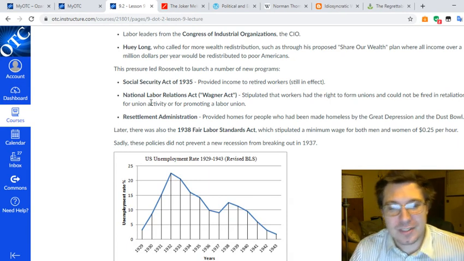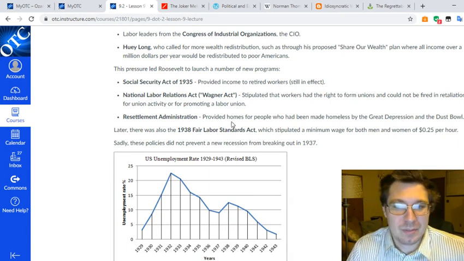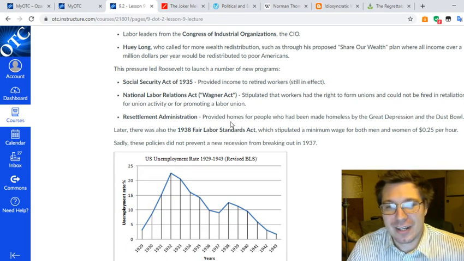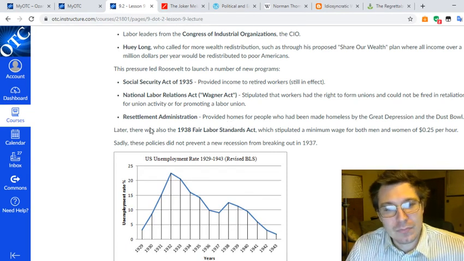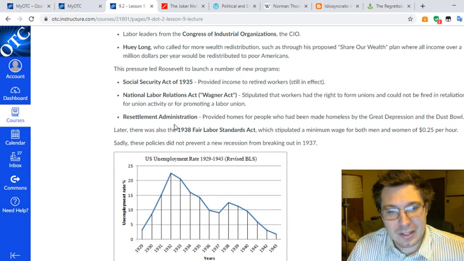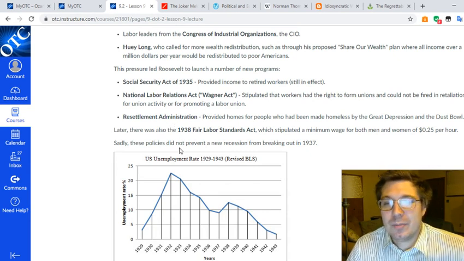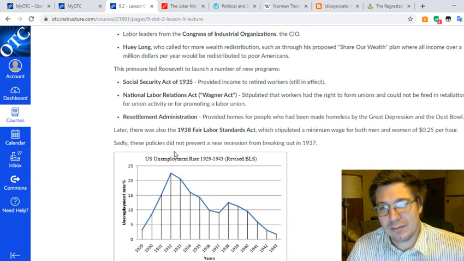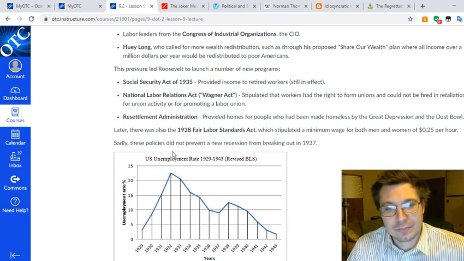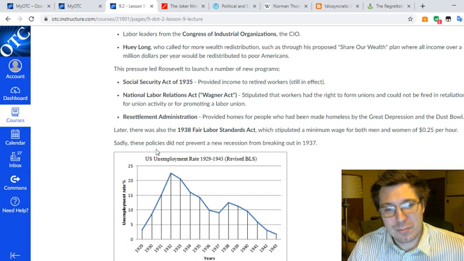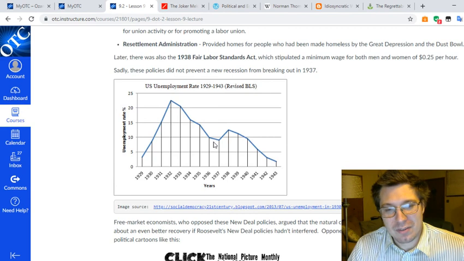And then the Resettlement Administration, which provided homes for people who had been made homeless by the Great Depression and the Dust Bowl, especially. Later, there was also the 1938 Fair Labor Standards Act, which stipulated a minimum wage for both men and women of 25 cents per hour. Sadly, these policies did not prevent a new recession from breaking out in 1937. There was a bit of a blip upwards again in unemployment after 1937, interestingly enough. So it was not a smooth ride towards recovery.